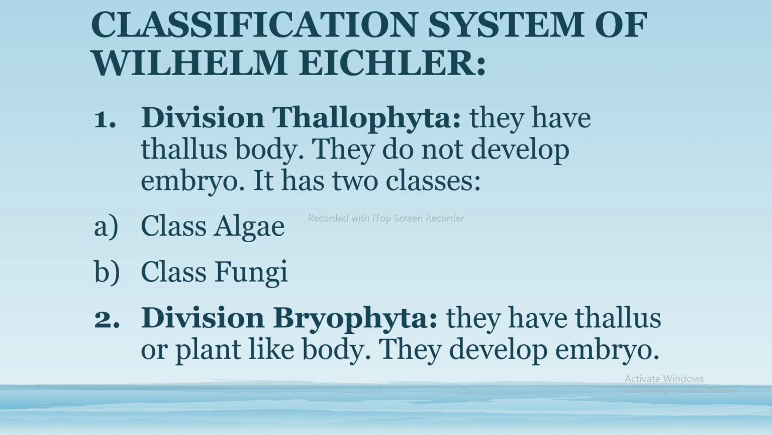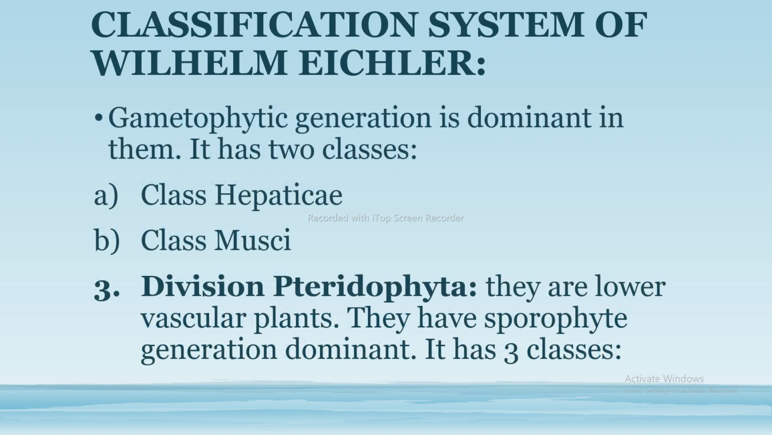Second division is Bryophyta. They have the thallus or plant-like body and they develop the embryo. Gametophytic generation is dominant in them and it has two classes. The first class is called Hepaticae, and the second class is called Musci.